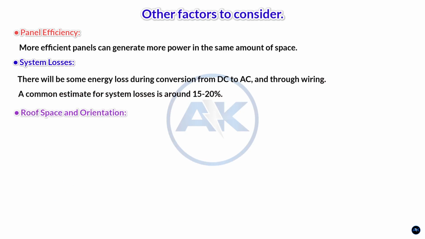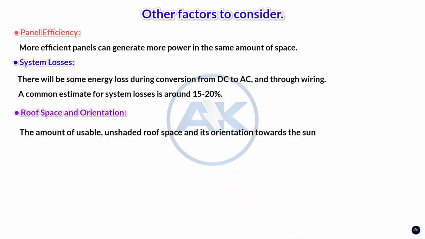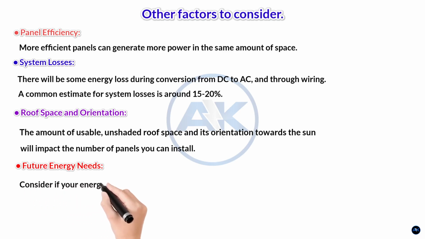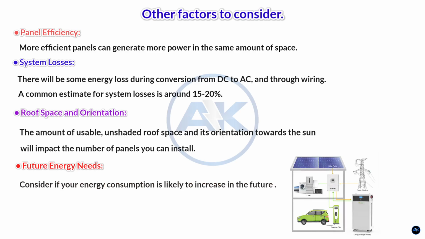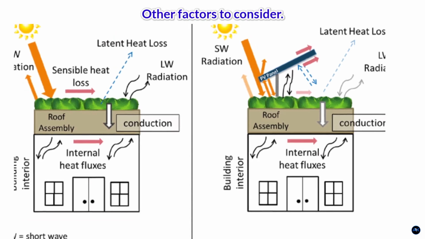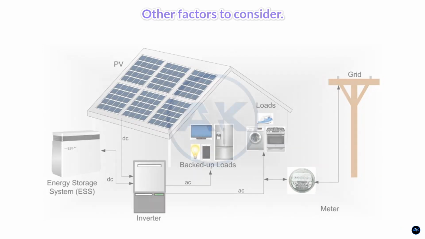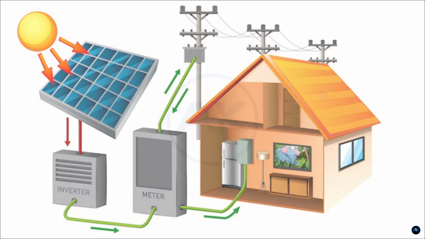Roof space and orientation. The amount of usable unshaded roof space and its orientation towards the sun will impact the number of panels you can install. Future energy needs. Consider if your energy consumption is likely to increase in the future, e.g. adding an electric vehicle. Because of these factors, it's always a good idea to get quotes and professional assessments from reputable solar installers. They can provide a more accurate calculation based on your specific situation and local conditions. They'll also factor in things like inverter size and battery storage if you're considering a hybrid system in the future.